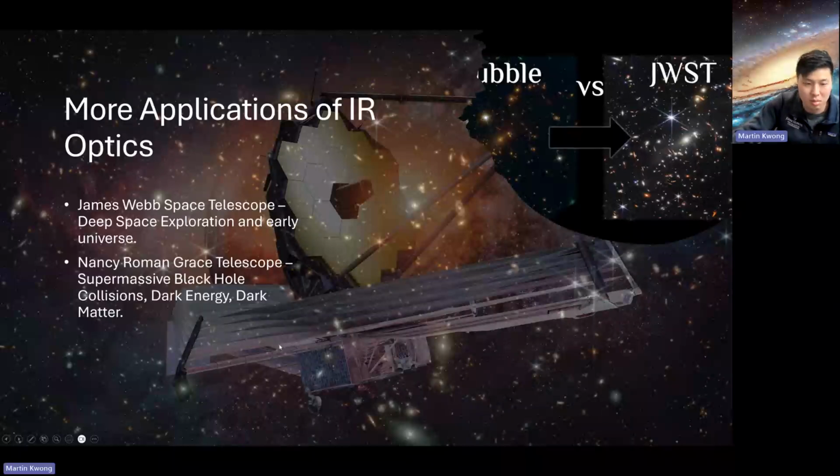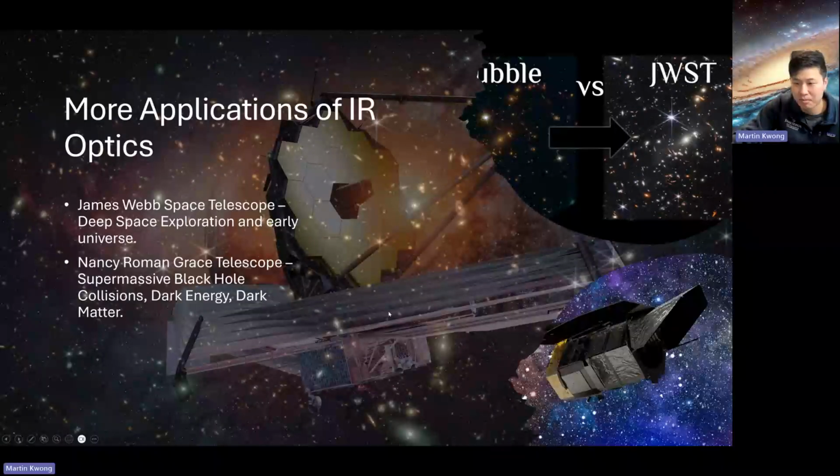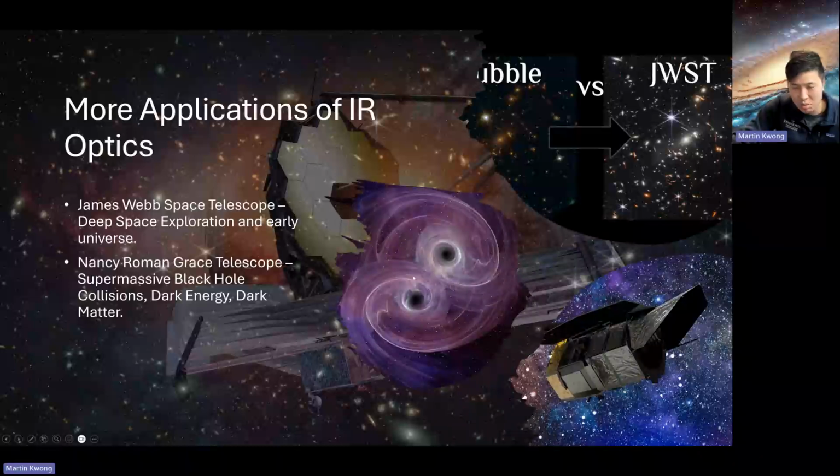The Nancy Grace Roman Telescope, which is tentatively scheduled to launch in 2027, will focus on some phenomena like supermassive black hole collisions, dark energy, and dark matter. And here's a little illustration of that, and two black holes colliding.